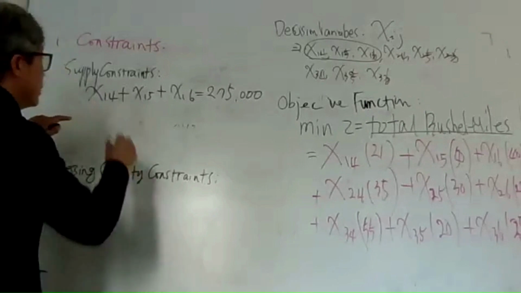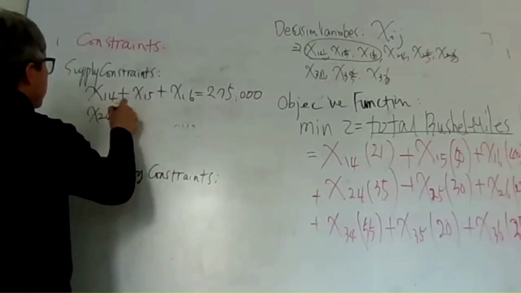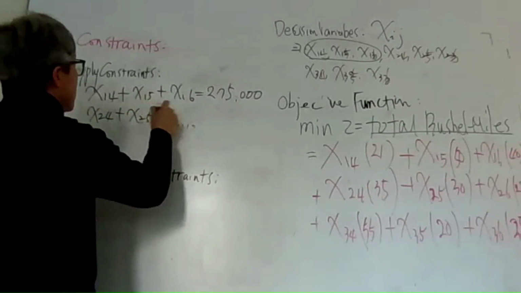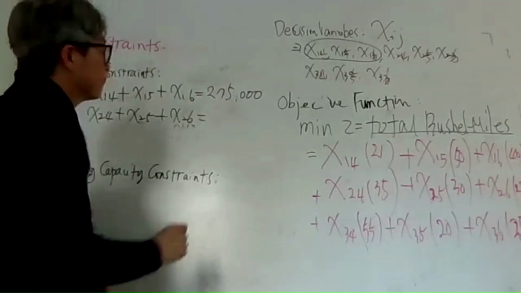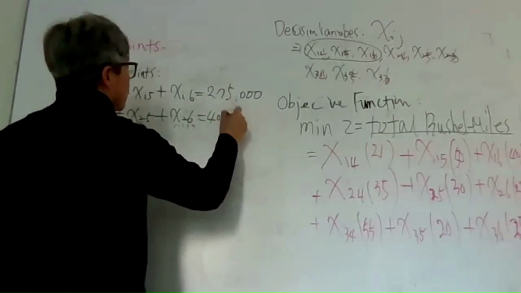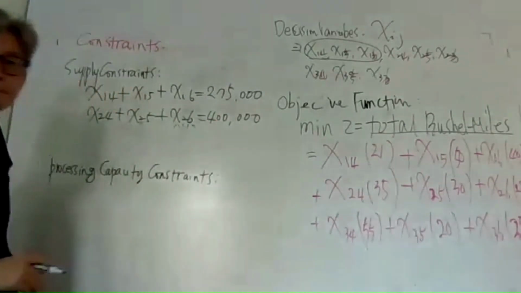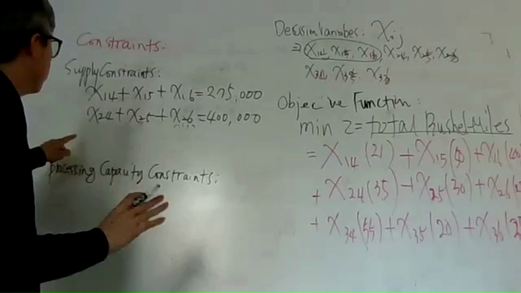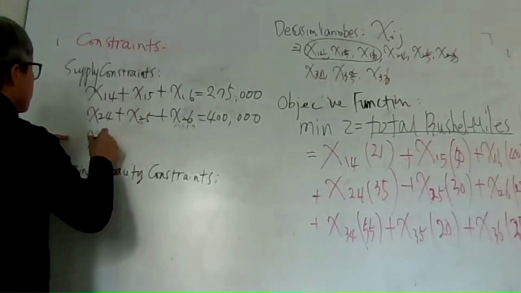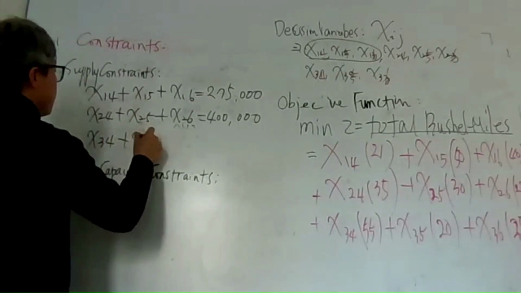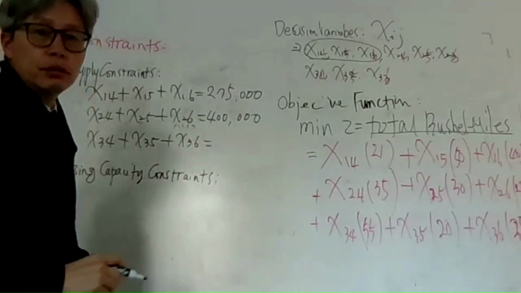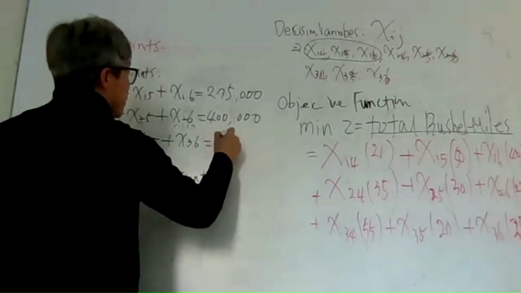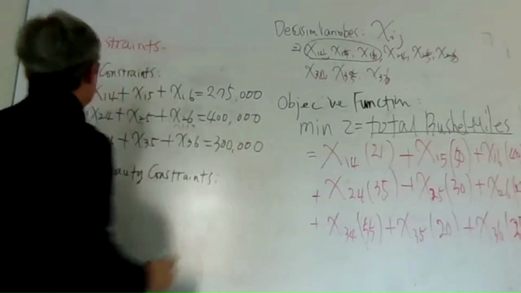Yes. Then from grove 2, x24 plus x25 plus x26 should be equal to 400,000 bushels. And from grove 3, x34 plus x35 plus x36 should be equal to 300,000 bushels.